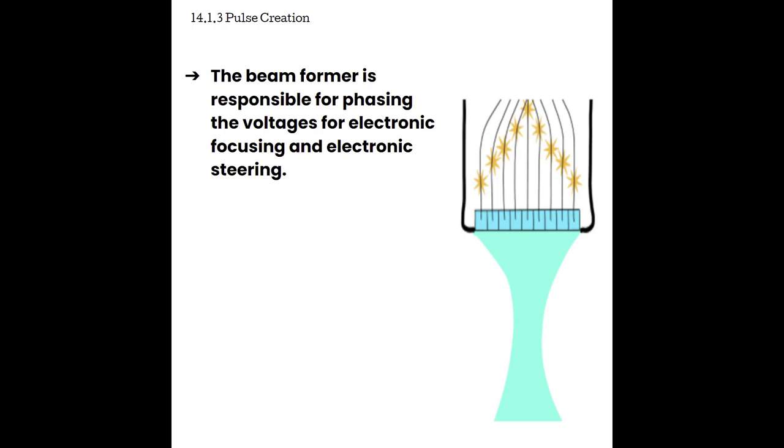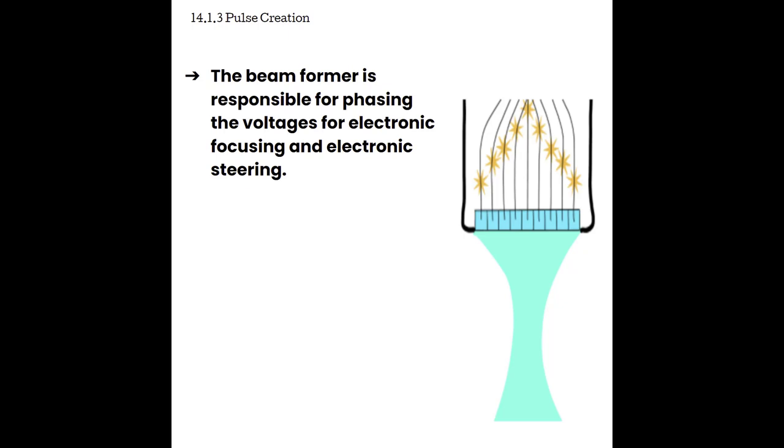So far up to this point, we're still in the beamformer. The master synchronizer has told the pulsar to do its thing. The pulsar has released its voltage. Now the rest of the beamformer is responsible for the phasing of the voltages, for electronic focusing and electronic steering. So essentially, the other function of the beamformer is to distribute those voltages to the elements.